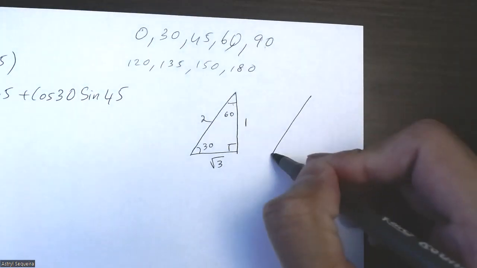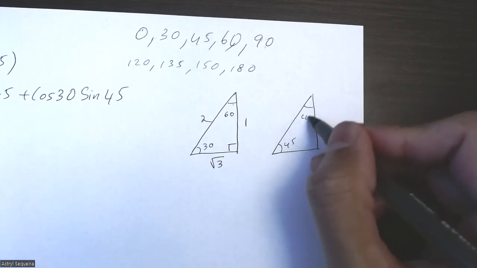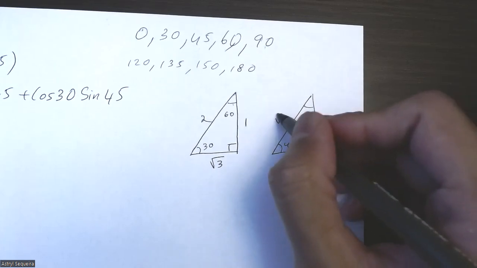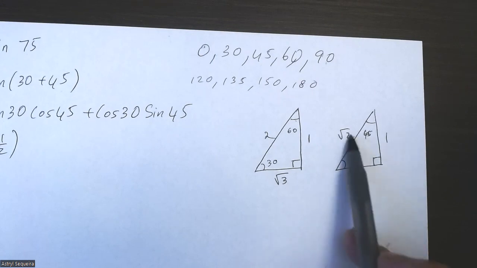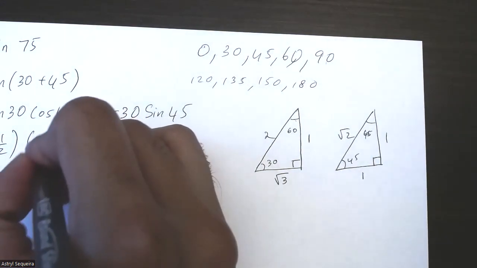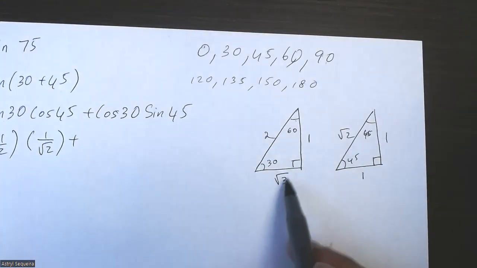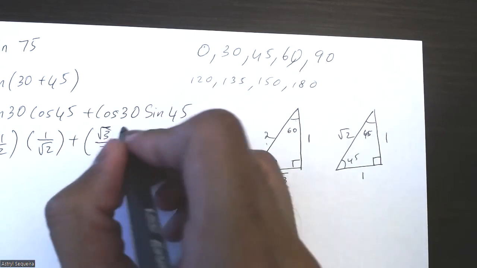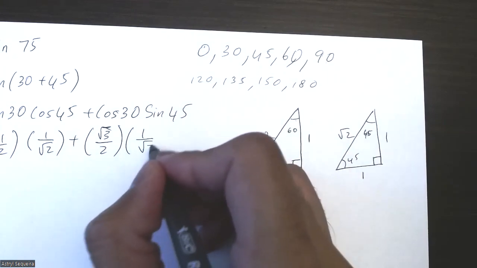For cos of 45, I'll use my second special triangle. It's 45, 45, right angle, with sides 1, 1, and root 2. So cos of 45 is 1 over root 2, adjacent over hypotenuse. Cos of 30 is adjacent over hypotenuse, so root 3 over 2. And sine of 45 is 1 over root 2 again.